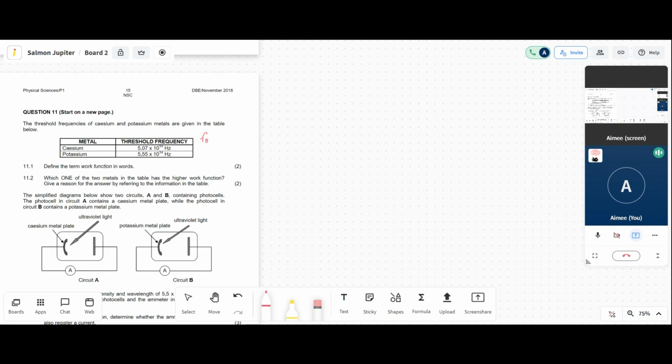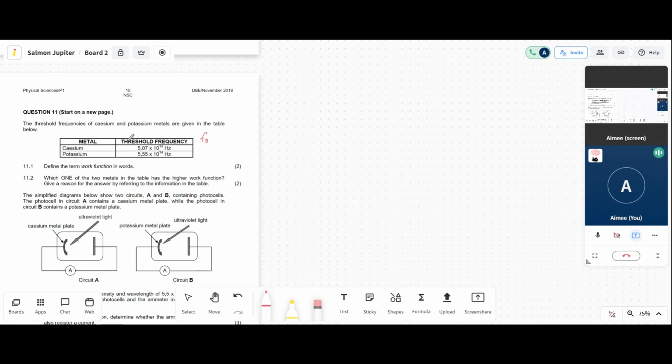Again, this is going to be on your definition sheet, and it goes as follows. Work function of a metal is the minimum energy needed to eject an electron from the metal surface. One more time. Work function of a metal is the minimum energy needed to eject an electron from the metal. Okay? Or from the metal surface.